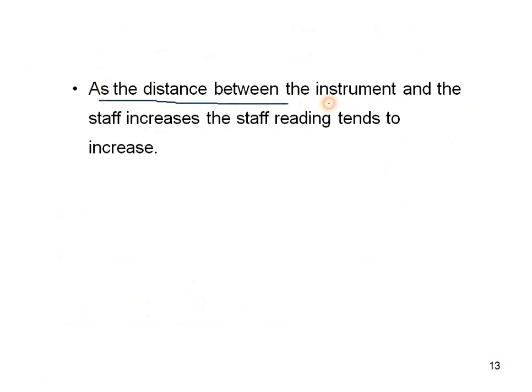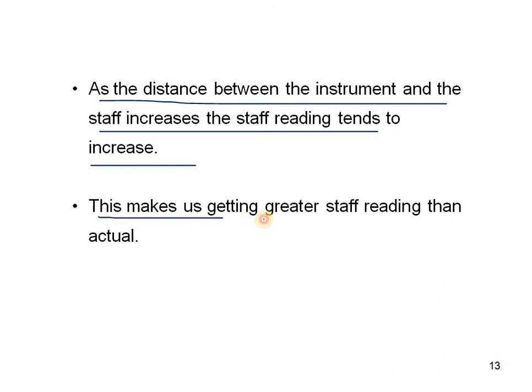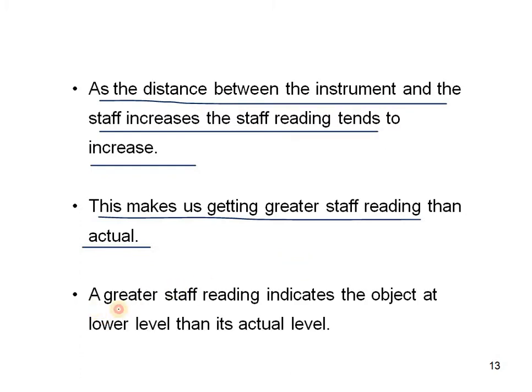As the distance between the instrument and the staff increases, the staff reading tends to increase. This happens when the distance between the staff and the instrument increases, and this makes us get a greater staff reading than actual. A greater staff reading indicates the object is at a lower level than its actual level. So this will happen when the object is at a lower level than its actual level, with a greater staff reading.